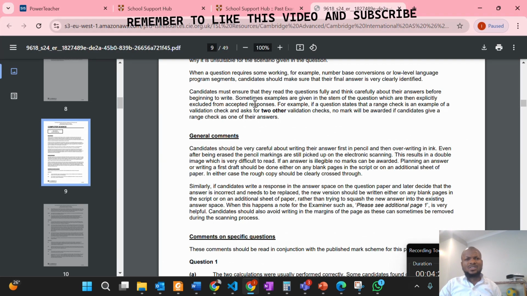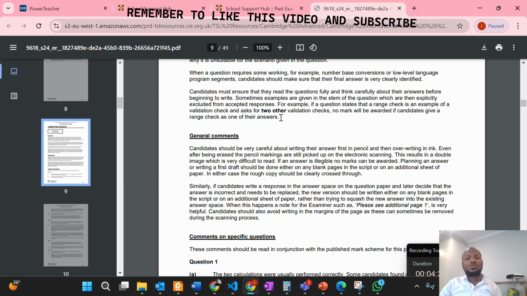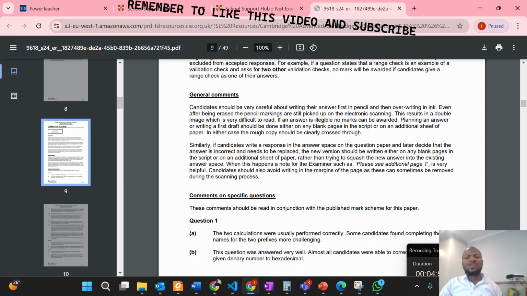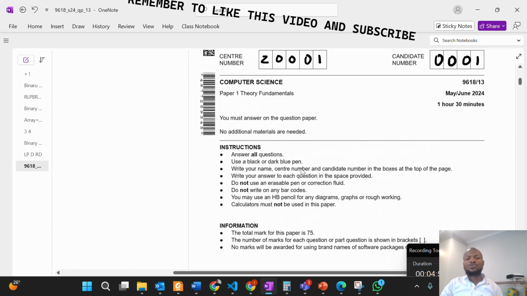So let's take for example, if a question states that a range check is an example of a validation check and asks for two other checks, no mark will be awarded if the candidate gives a range check as one of their answers. Some students do that as well. An answer has been provided in the question and you are asked to write two other answers. A candidate will tend to write the answer given in the question back and expect to get a mark. This is a common mistake made by students as well. If you go back to the instruction, most students don't read this instruction.